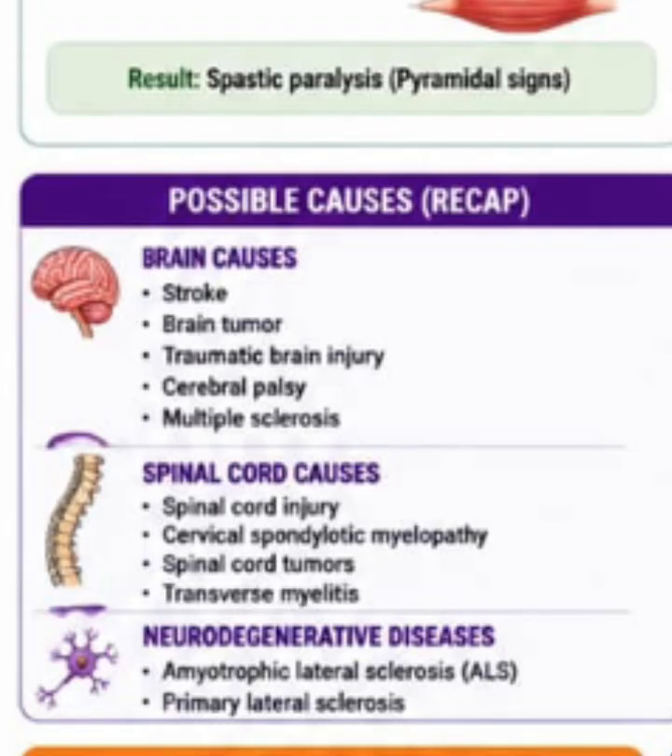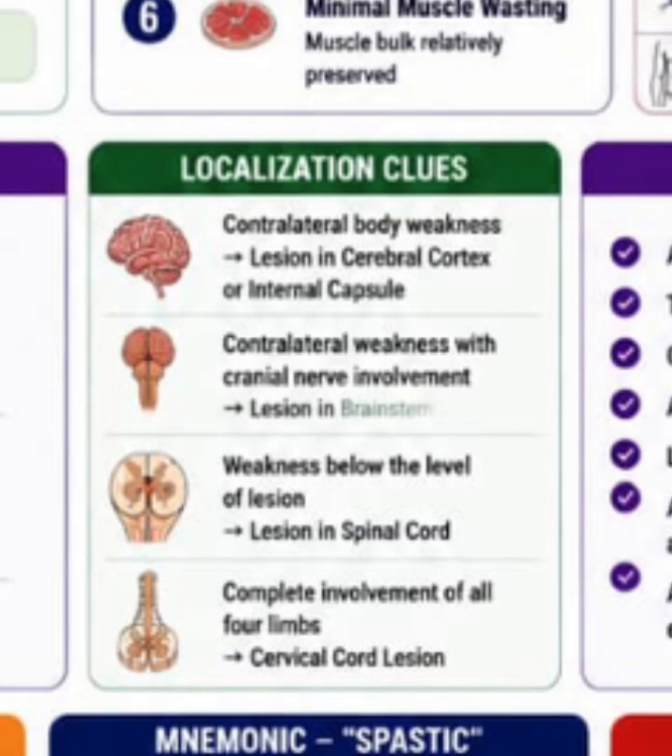And how can you localize the syndrome? Like I said, if it's in the cortex, you will have contralateral weakness, clonus, positive Babinski sign, and hyperreflexia. If it's in the brainstem, what happens? It will be contralateral weakness with cranial nerve involvement. If it's a lesion in the spinal cord, any part below that lesion will be affected. The part above will be spared. Are you getting me now?